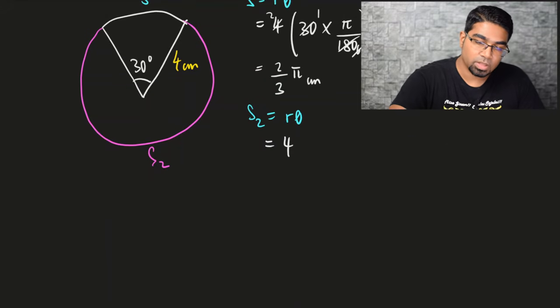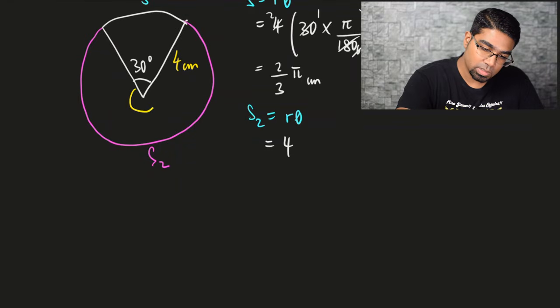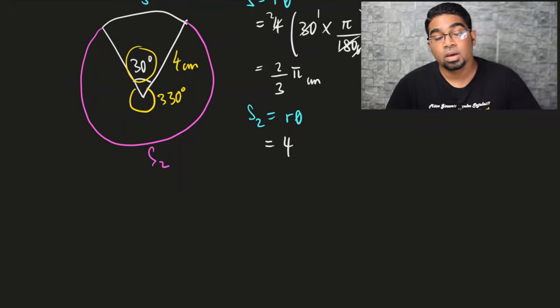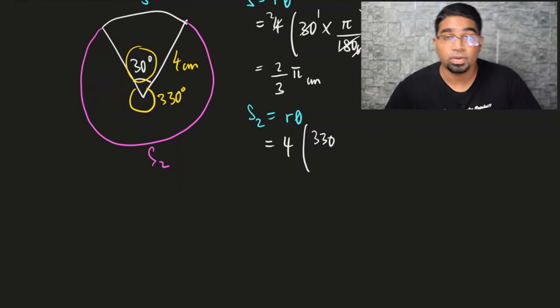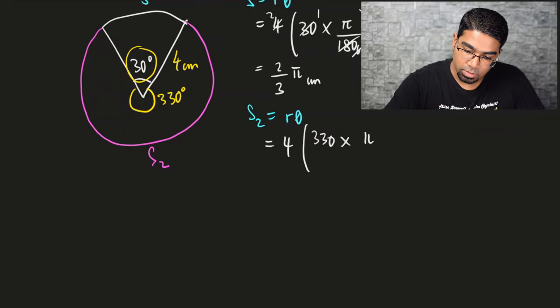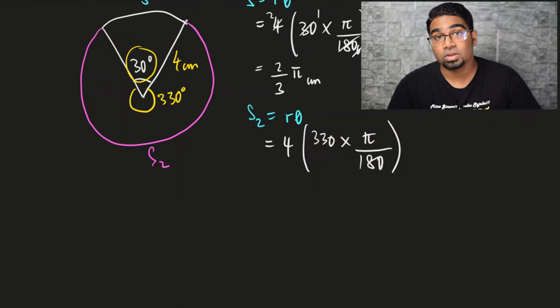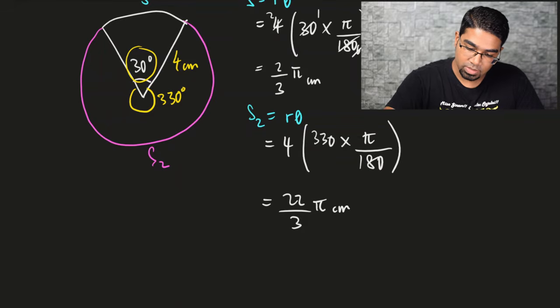Now what about the value of theta? The angle of the major arc here is 360 minus 30, which is 330 degrees. Therefore, this will be 330. Now don't forget, we have to use the angle in radians. So we use the same method of conversion, times pi over 180. And when you key this into your calculator, you will get 22 over 3 pi centimeters.